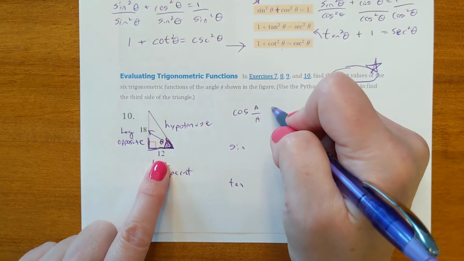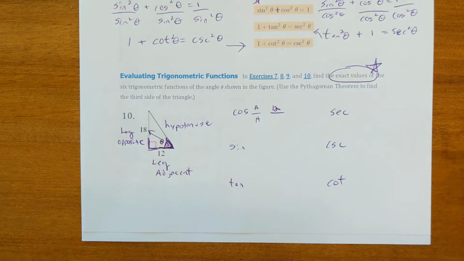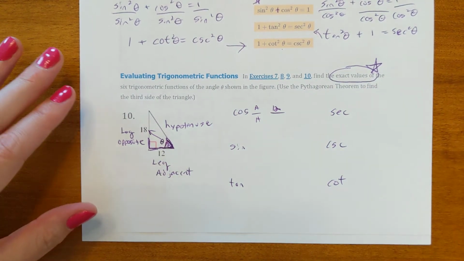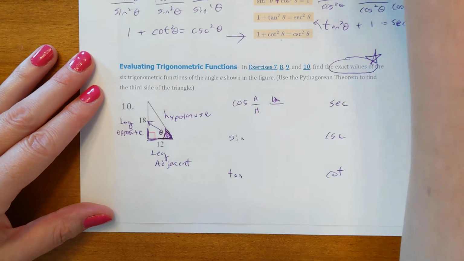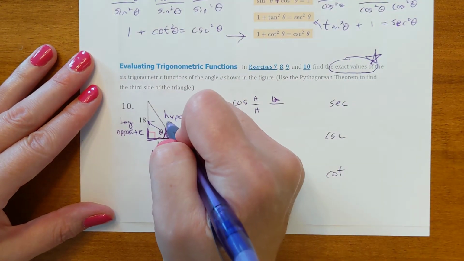Okay, remember cosine is the adjacent leg over the hypotenuse. The adjacent leg is 12. Oh, look at that. We don't have a number for the hypotenuse, so we're going to have to find it. Again, it's a right triangle, so we can use the Pythagorean theorem to find the missing side. So we'll call this side C.